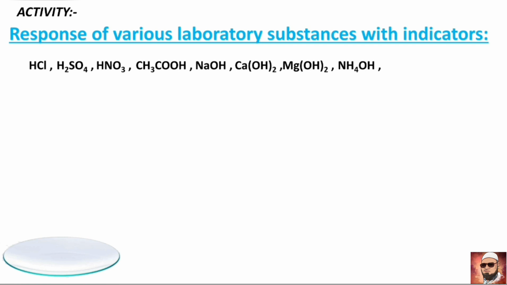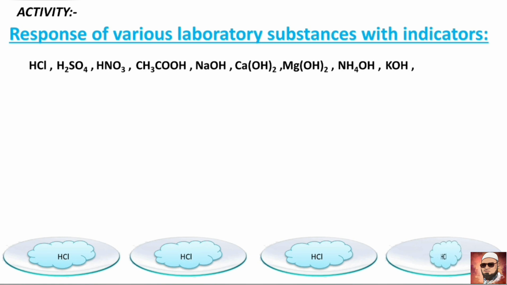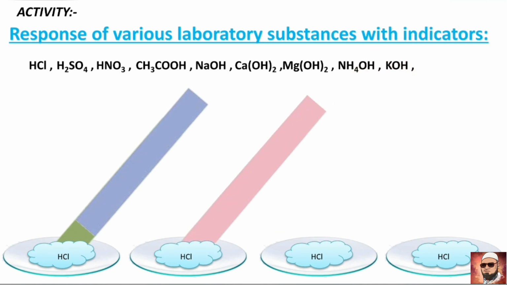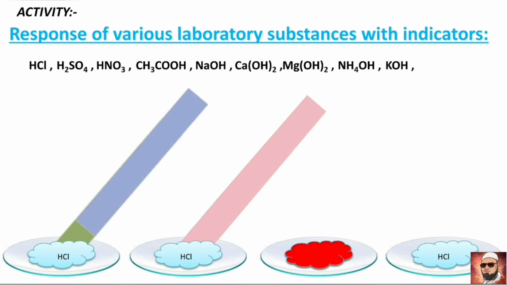Prepare a dilute solution of the respective substance. Take 4 watch glasses and put 1 drop of HCl solution in each of them. Now test the solutions. Dip the blue litmus paper in the first watch glass. Dip the red litmus paper in the second watch glass. Add a drop of methyl orange to the third watch glass. And add phenolphthalein to the fourth watch glass.